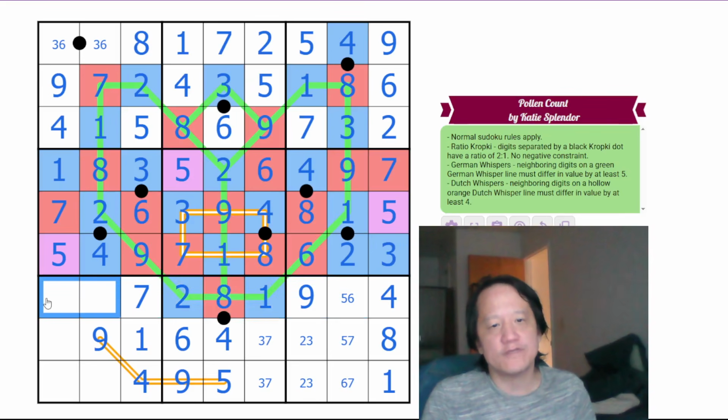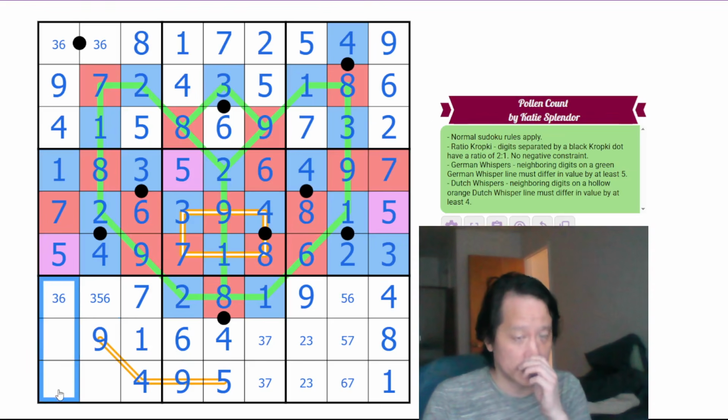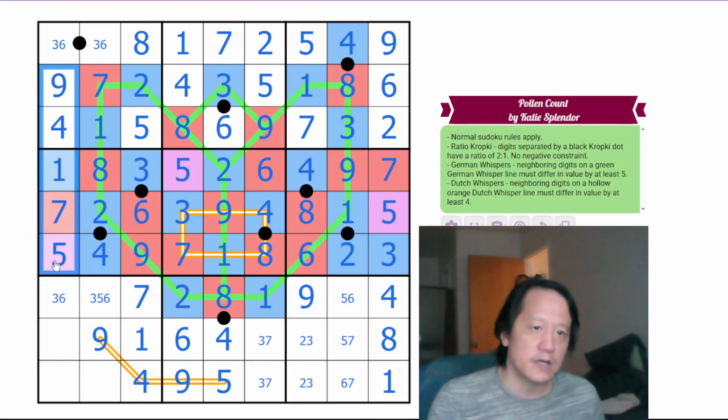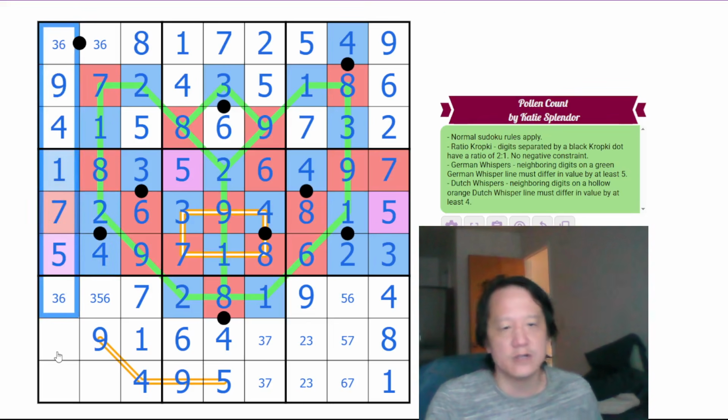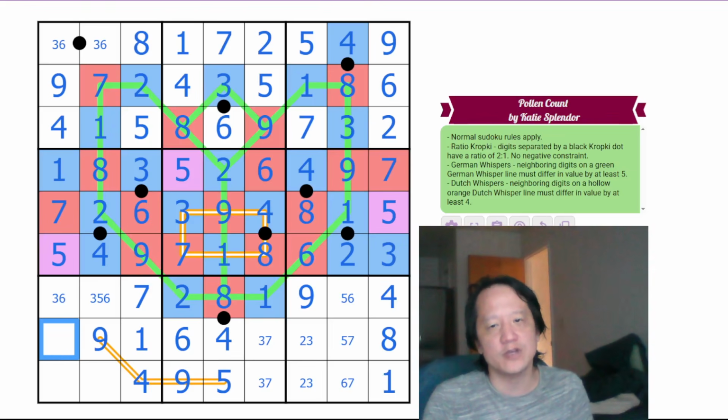Remaining digits of row 7 are 3, 5, and 6. Cannot be 5 here because of 5 in the column, so this is 3 or 6. This could be 3, 5, or 6. So the remaining digits in column 1 are 2 and 8 because of the 3, 6 pair in the column. And this can't be 8 because of 8 in the row, so this must be 2, which makes this 8. 2 eliminates 2 here, so it's 3 and 2.